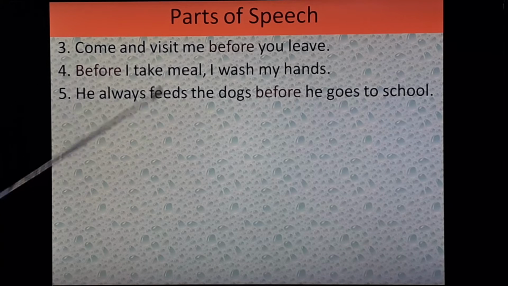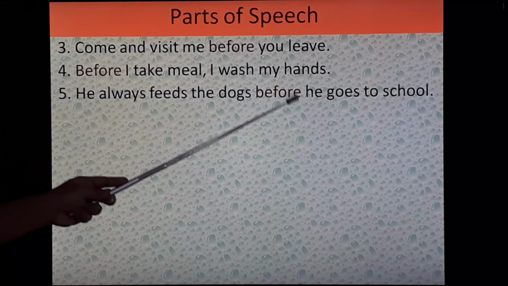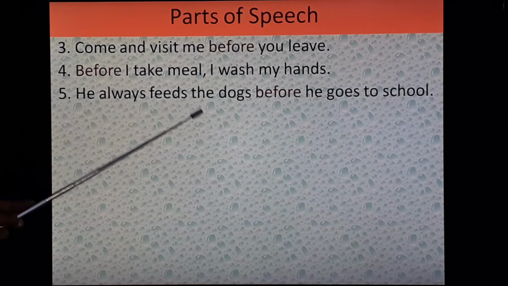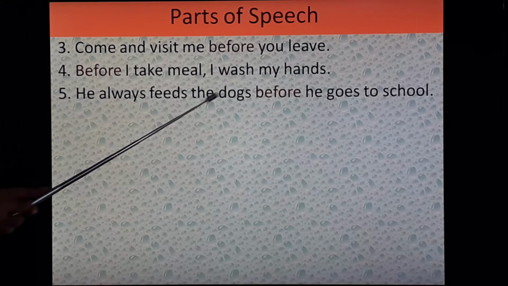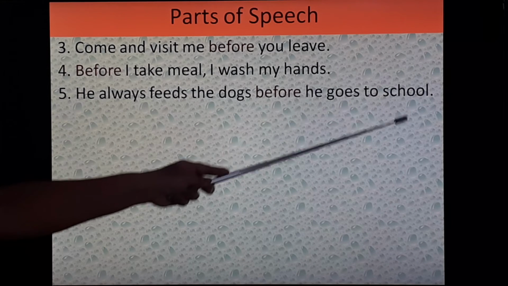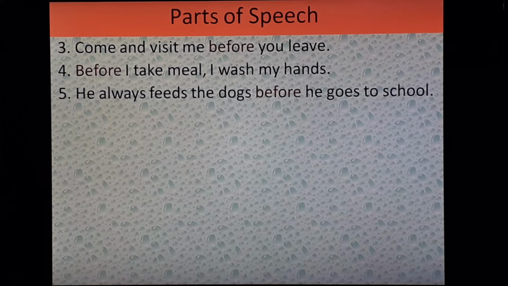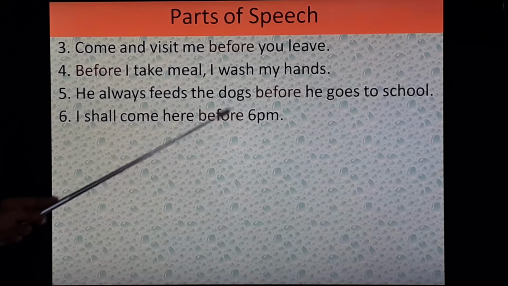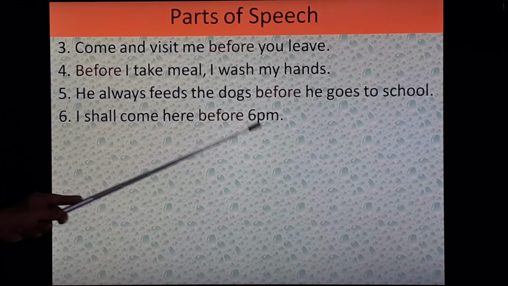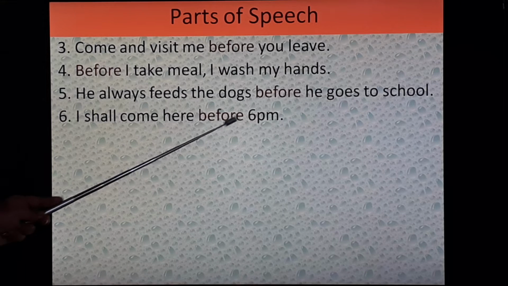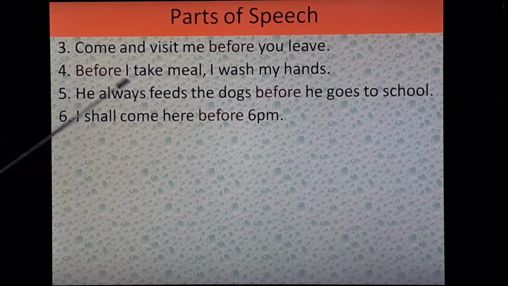He always feeds the dogs before he goes to school. So here he always feeds the dogs is the main clause, before is the subordinating conjunction, and he goes to school is the subordinate clause. I shall come here before 6 p.m. So here before is the subordinating conjunction. This is the subordinate clause. I shall come here is the main clause, or you can say principal clause.